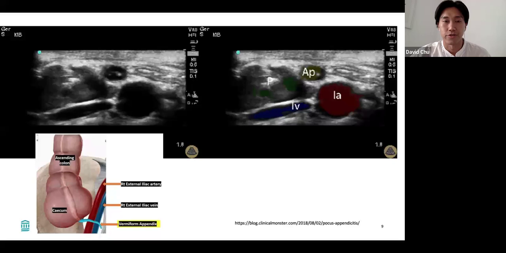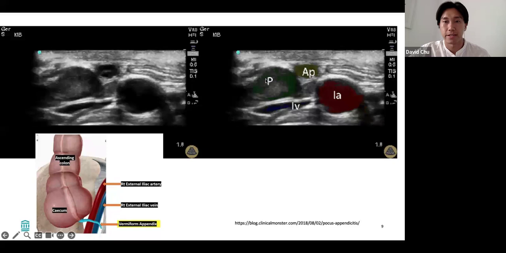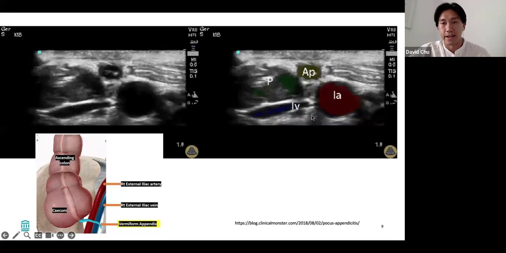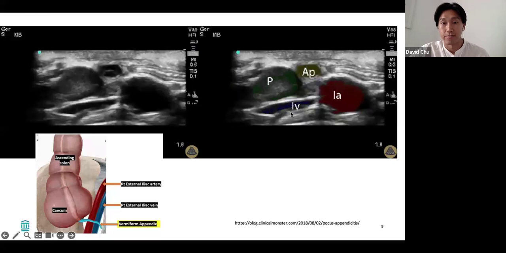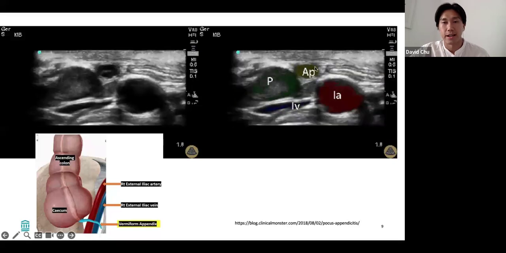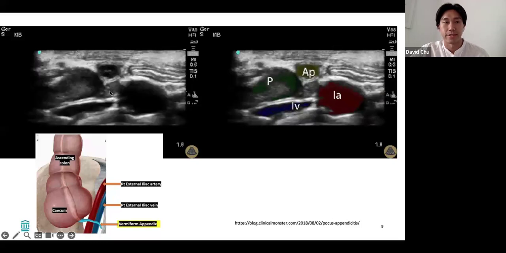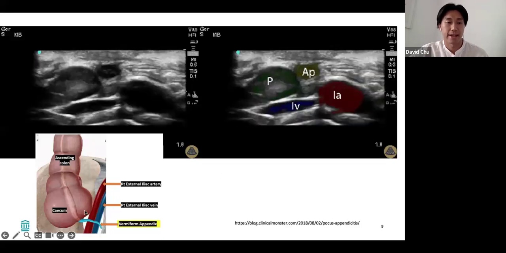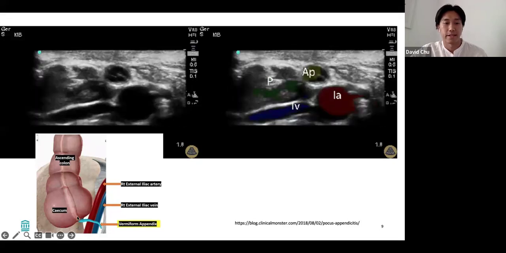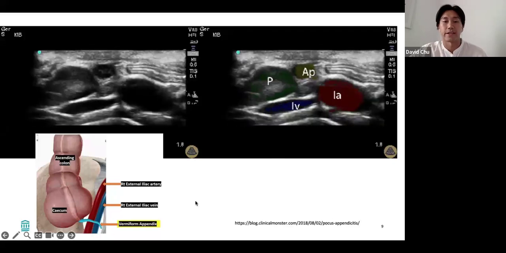Here are a few other traditional images. You have the psoas muscle labeled with a P. And you have the iliac vessels right here, iliac artery in red, iliac vein in blue. Right on top, this is where you would expect to see the appendix. And this is where you see it here in this image. This is just a schematic of where that appendix would be if it's in this traditional position, just coming off the cecum, overlying the iliac artery and iliac vein.